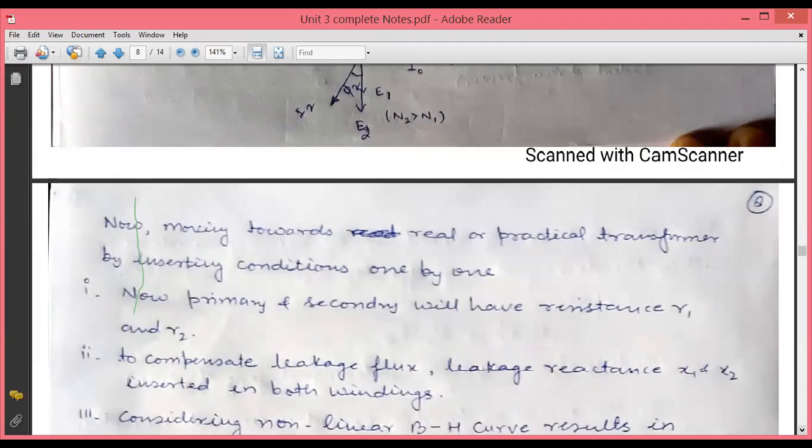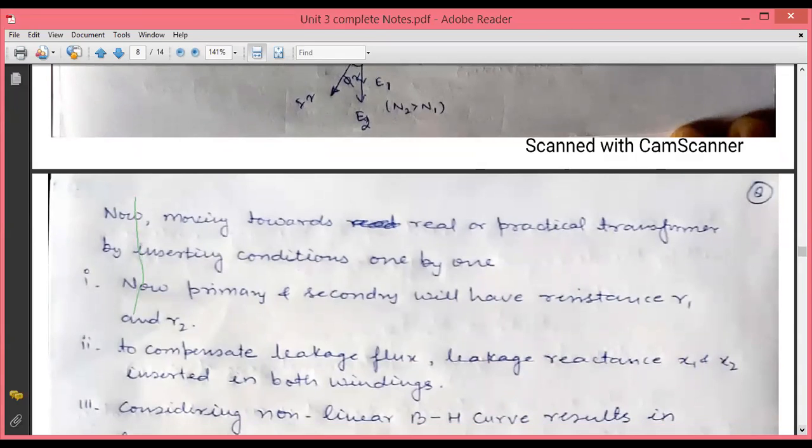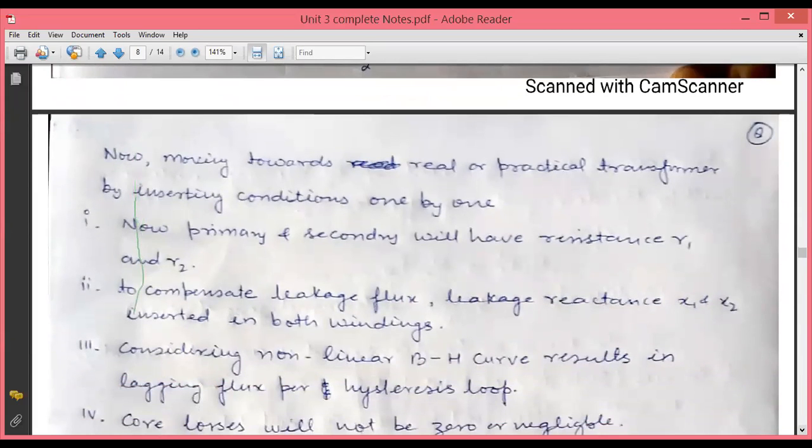First we understand the EMF equations, and then in the second portion we understand the operation of the transformer at no load and at full load. With the help of those, we drew the phasor diagram and understood everything. Now we are moving towards the real or practical transformer by inserting, one by one, the conditions which we had considered at the time of the ideal transformer.